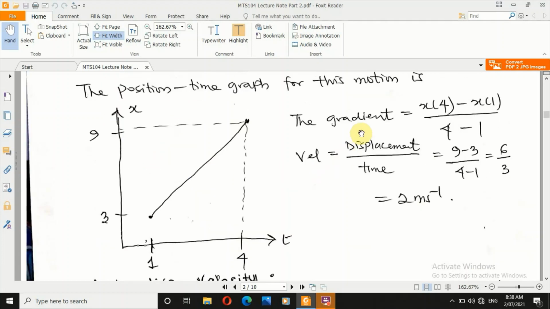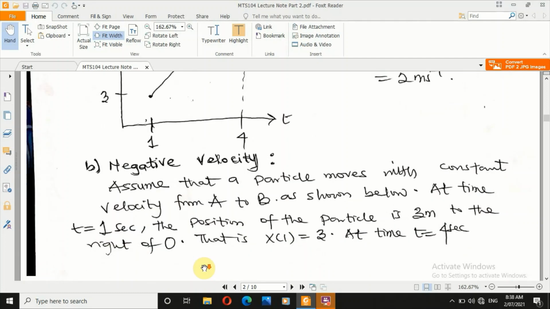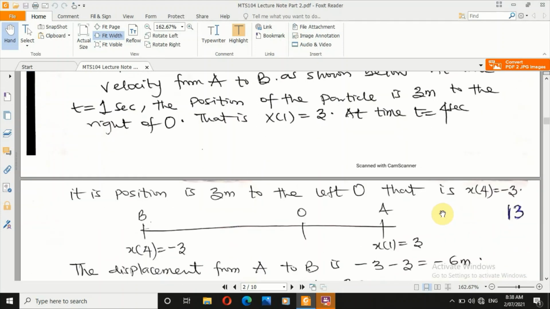So as you can see, the gradient is x of 4 minus x of 1 over 4 minus 1. Then the change over time, we have 2 meters per second. So good. Now let's take a look at another one, which is called negative velocity. Assuming that a particle moves with a constant velocity from A to B, as shown below, at time t equals 1, the position of the particle is 3 meters to the right. This x of 1 is 3. Then at time t equals 4 seconds, its position is 3 meters to the left of O. That is, x of 4 is minus 3.